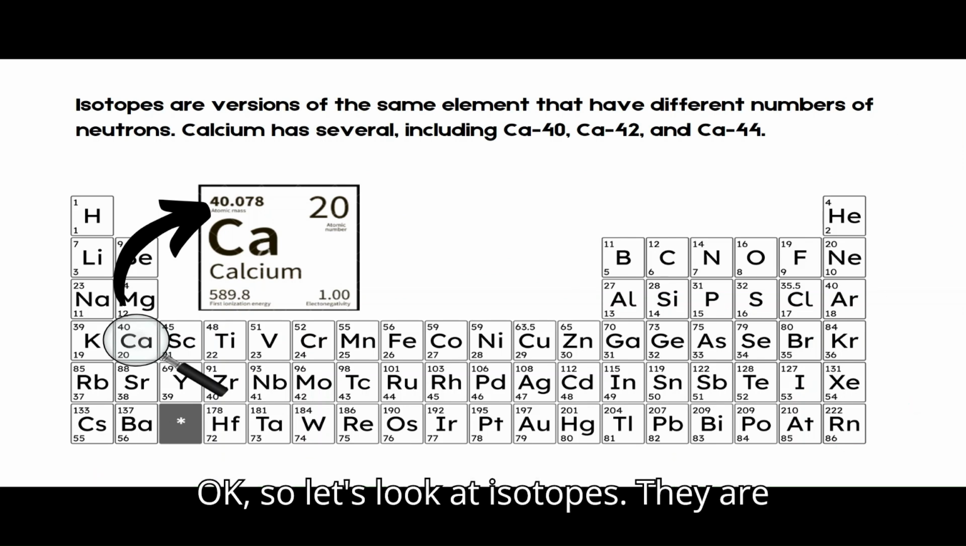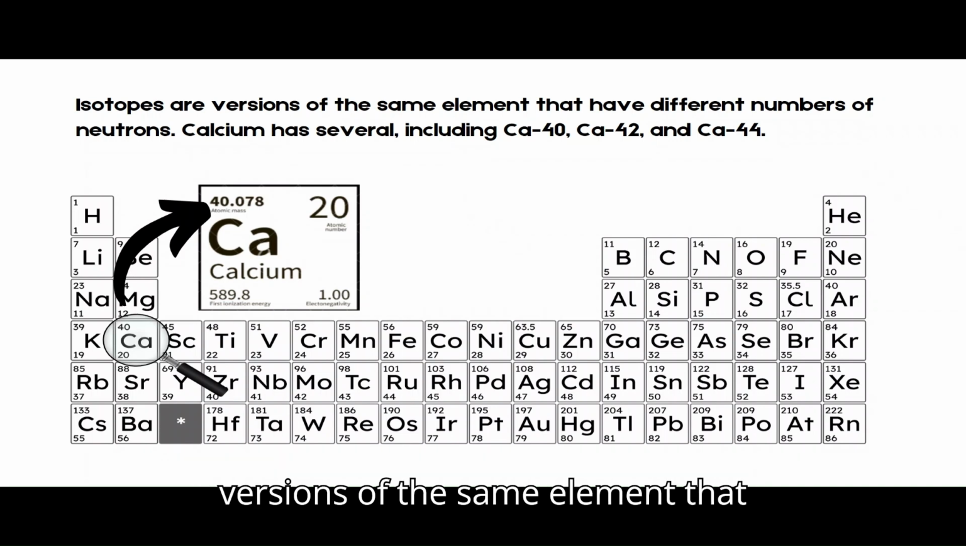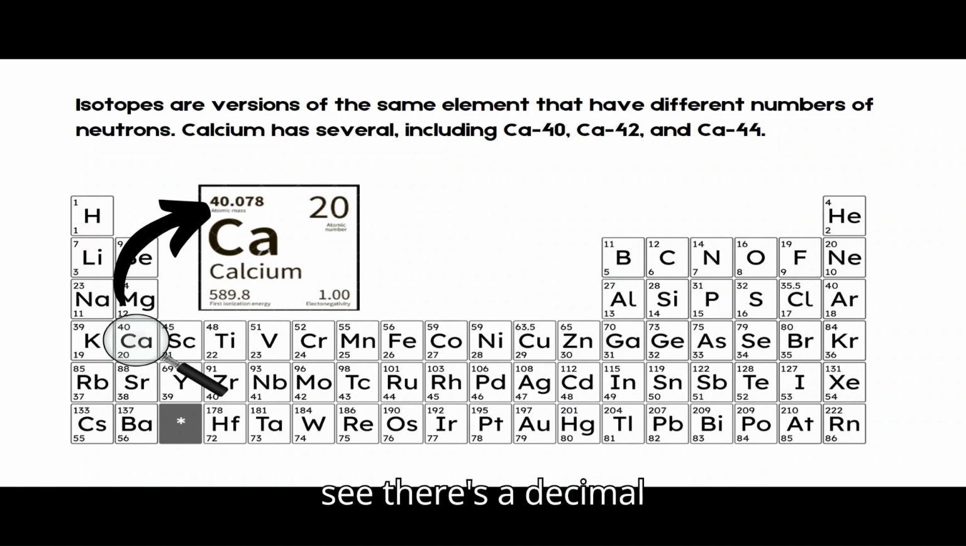Okay, so let's look at isotopes. They are versions of the same element that have different numbers of neutrons. So here's calcium. You can see it has a decimal number here. That means it has several different isotopes, and the average or the mean of that gives us this decimal number.